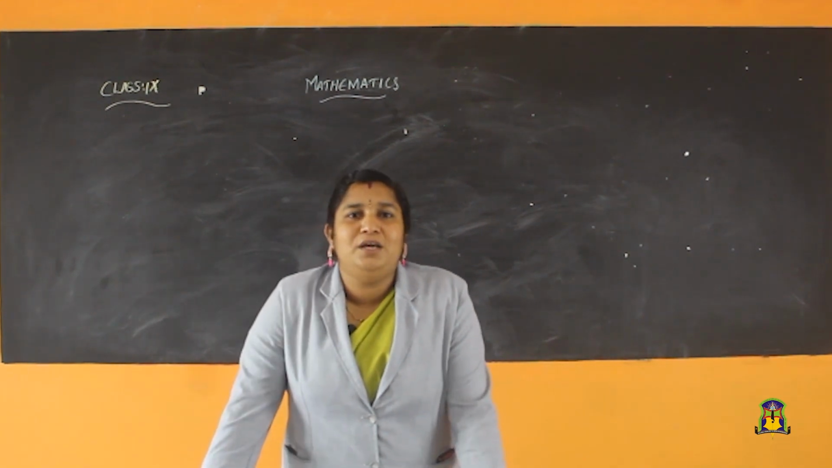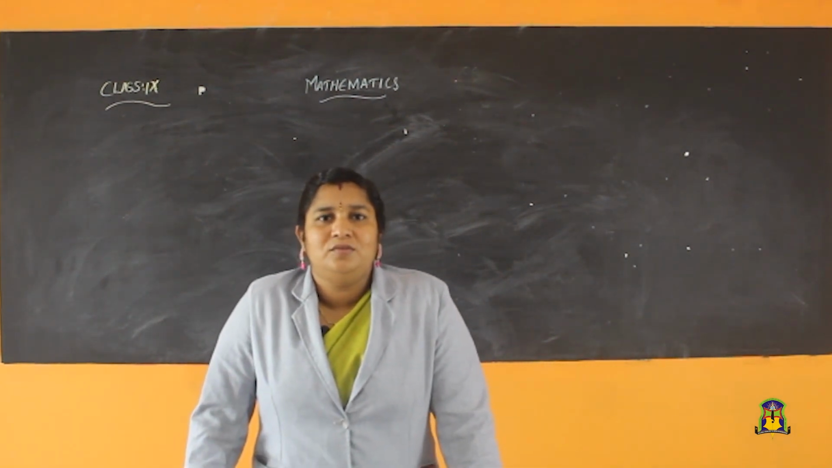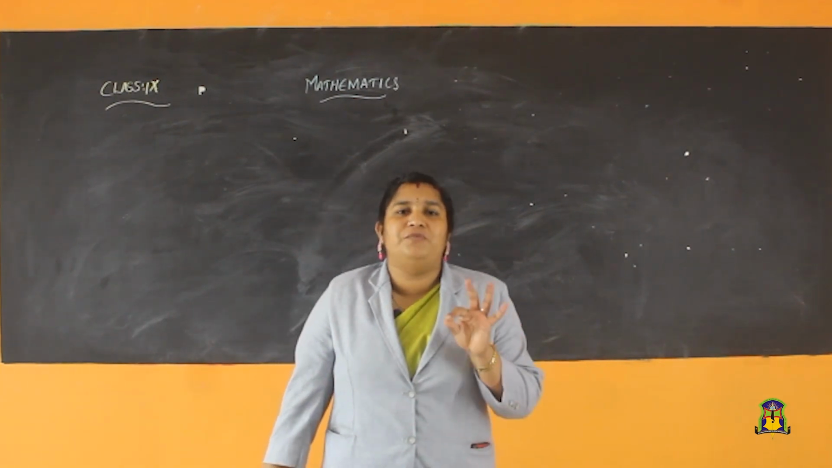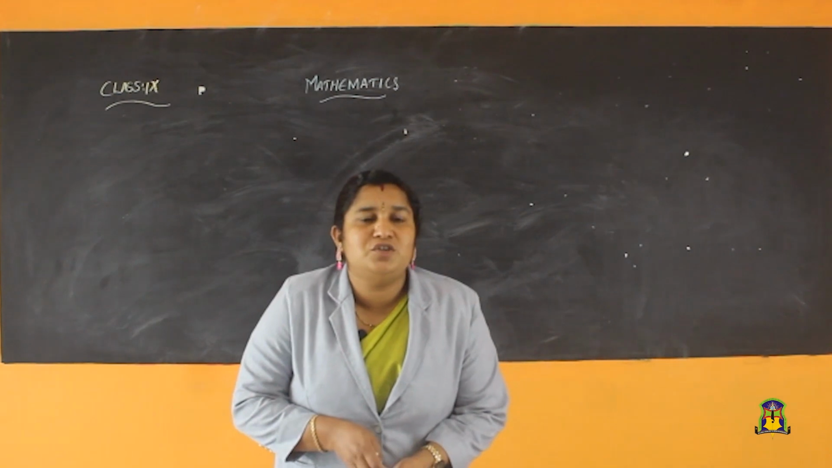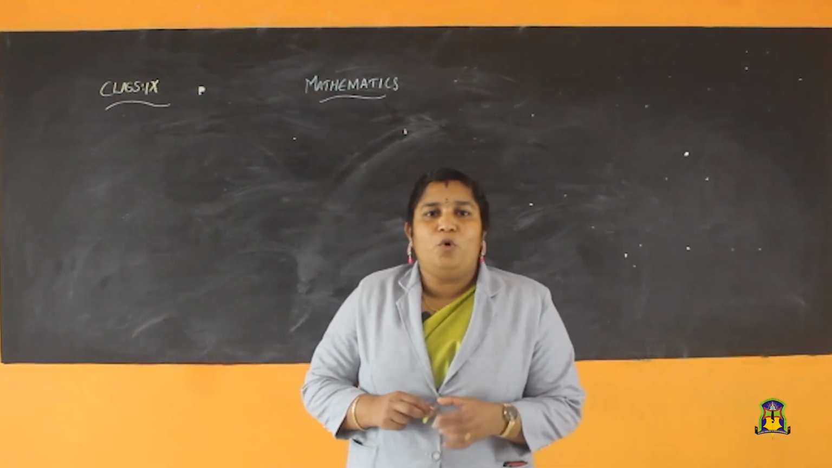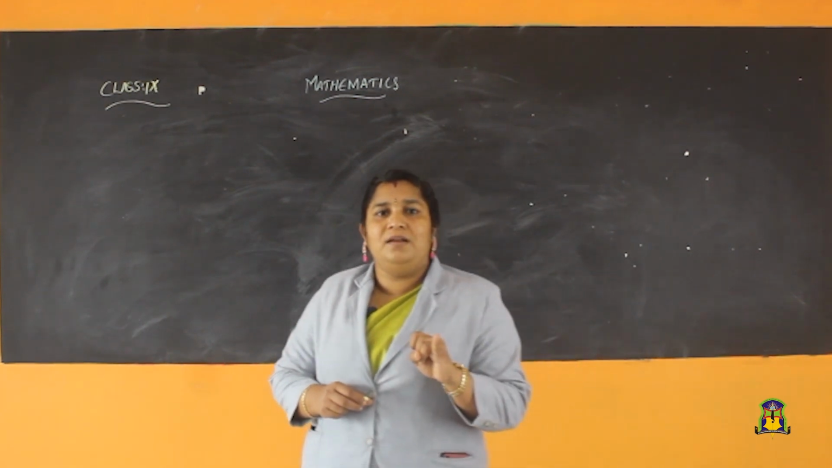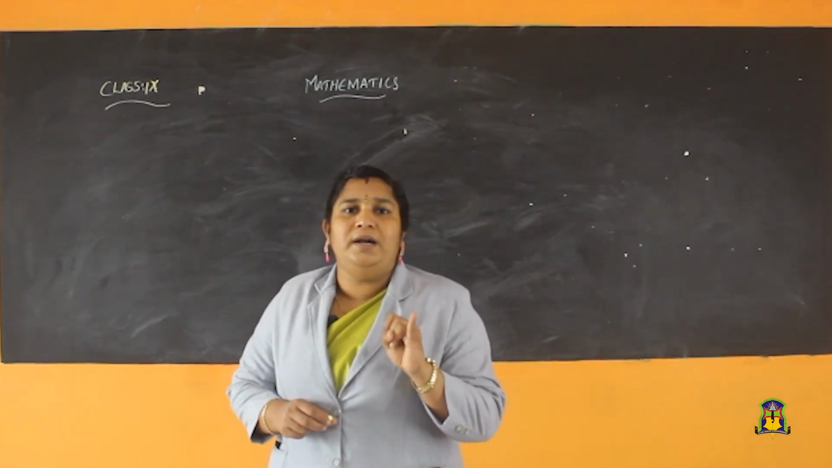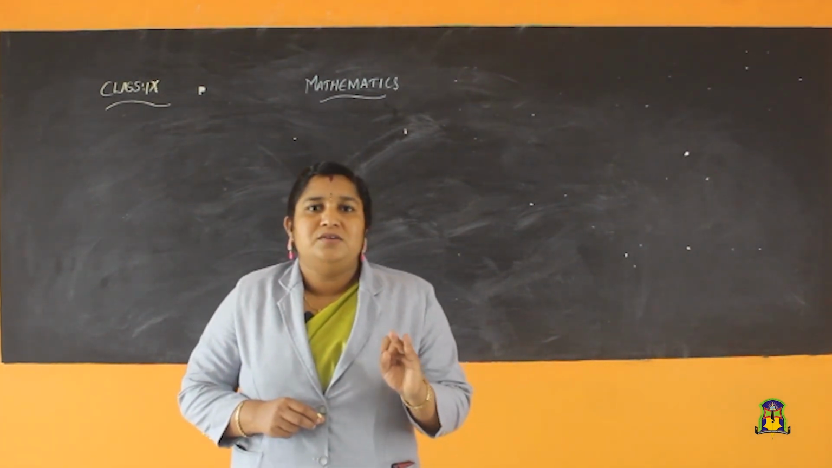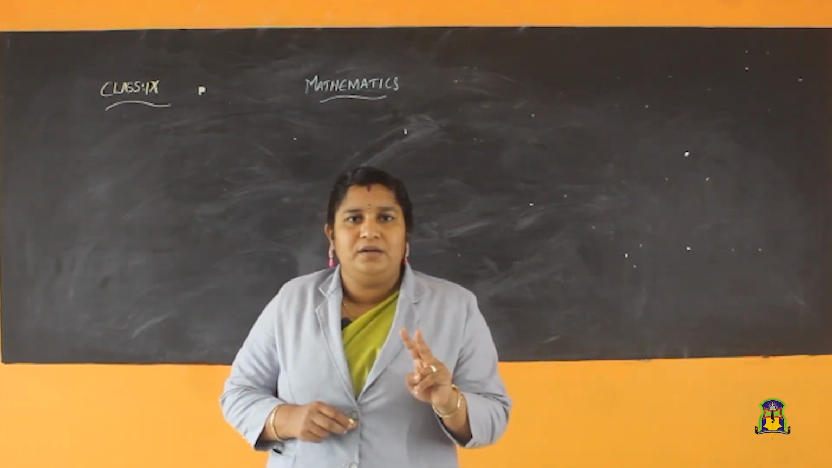So what do you mean by the degree of the polynomial? Do you remember? Degree of the polynomial means the highest power of the variable, correct? Highest power of the variable. Then monomial is a polynomial with only one term. Next, binomial means 2 terms, trinomial means 3 terms, right?